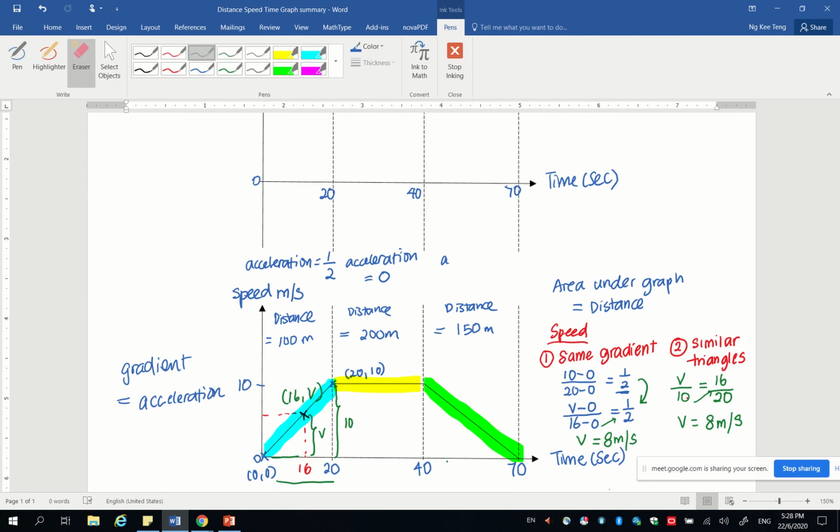Yeah, my ink pen is negative. This one will be how much? Y2 minus Y1 over X2 minus X1. You count. If not, you use the points 40, 10, 70, 0. Then you count the acceleration. I do mentally: 10 divided by 30. Is it 10 divided by 30? 1/3. Negative 1/3. Is it negative 1/3?